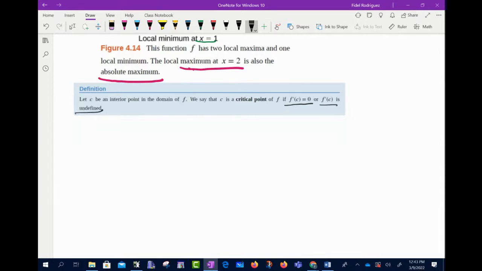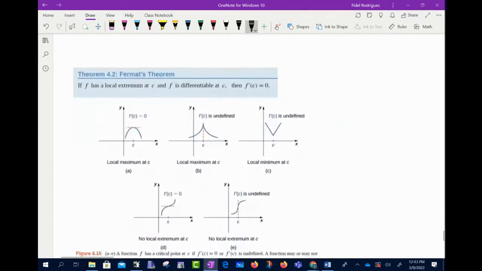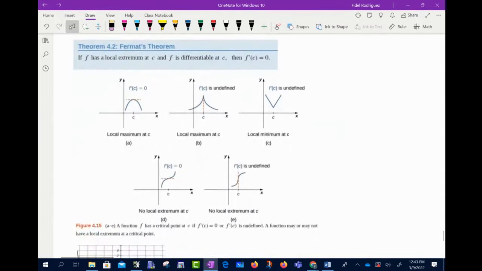So now we're going to talk about critical points. Critical points occur when the derivative of the function at that point is either 0 or undefined. So let me show you what we got here. We got a couple of pictures. We're going to talk about Fermat's theorem in a little bit, but I want you to look at this one here. When we're finding the derivative, we're finding the slope of the tangent line, right? So the slope of a horizontal line, isn't it 0?